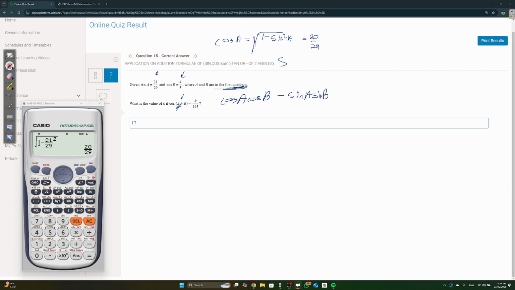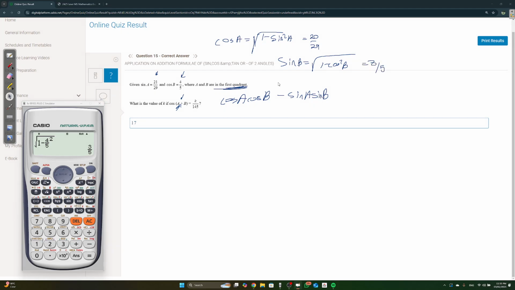How about sine B is equal to square root 1 minus cosine squared B. So square root 1 minus 21 over 29 square. You get 20 over 29. Whoa, am I tweaking? Why am I using 20 over 29? I meant 4 over 5. 4 over 5, 3 over 5. So you get sine B is 3 over 5.